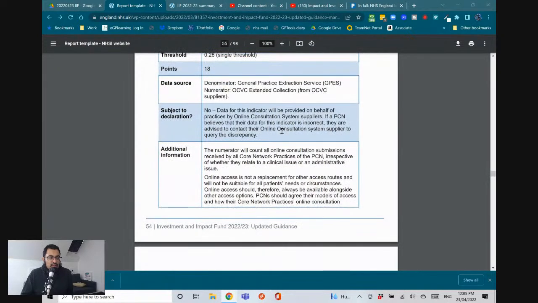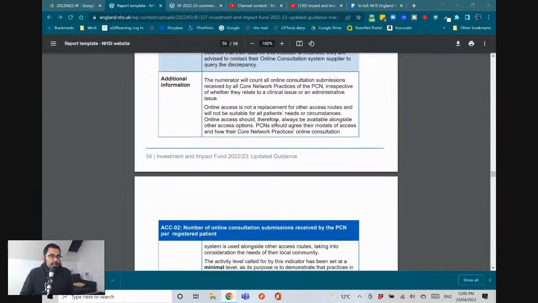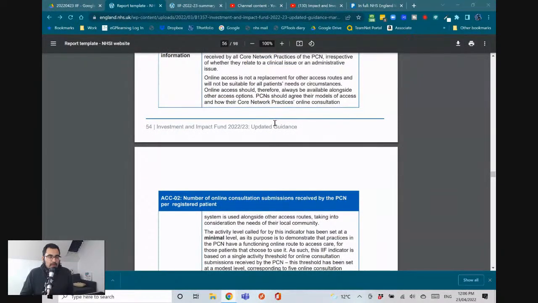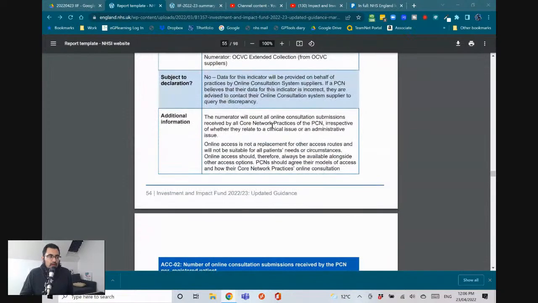Extraction service is through GPES or the online consultation, virtual consultation, extended collection service, or whatever it's called, basically from your online consultation service provider. And basically, this is 5 consultations per 1,000 registered patients per week that needs to be done across your network area. And if you've done that, you will get the points. Simple as that.